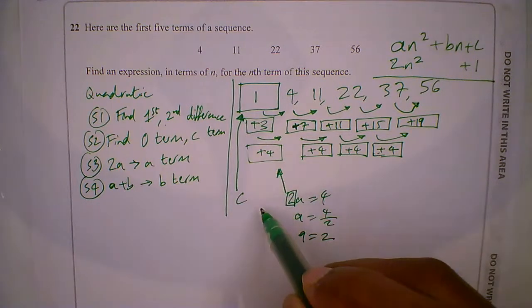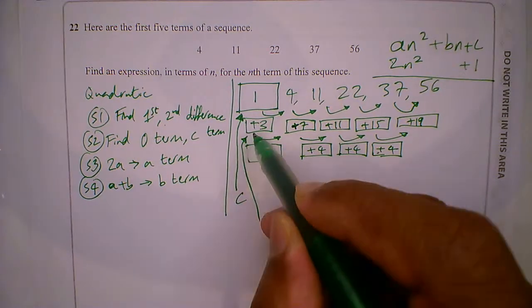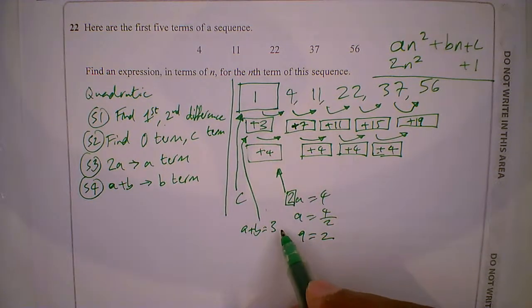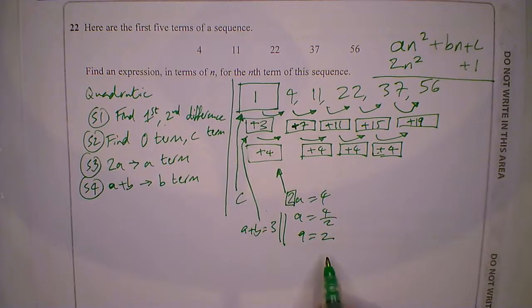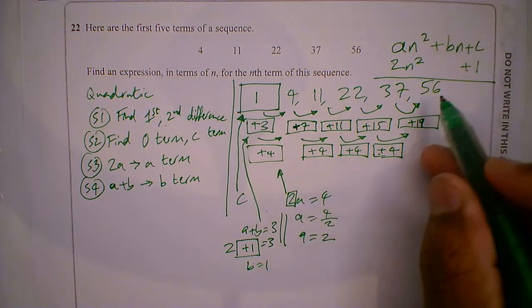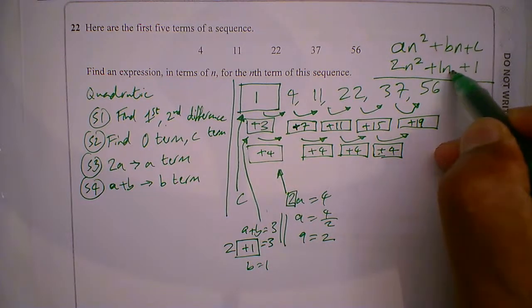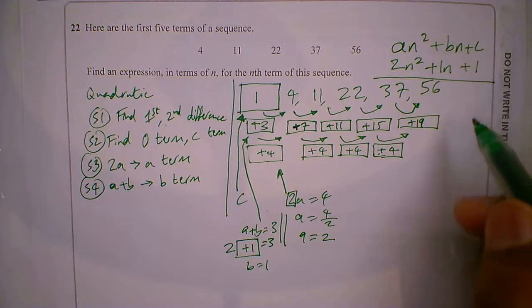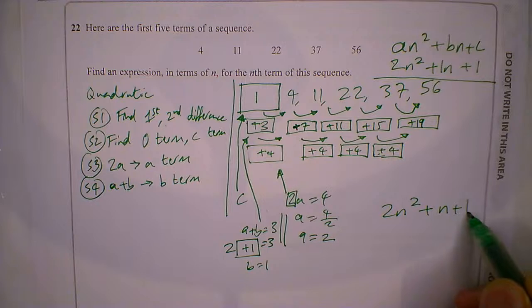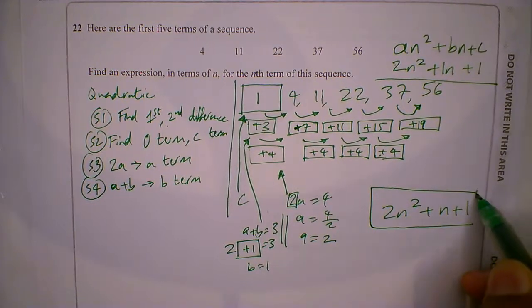Now this one here is my a plus b term. A plus b equals 3. Now I've just worked out a from here. A is 2. 2 plus something equals 3. What must I do to 2 to make it 3? I add 1. So that's my b. So b equals 1. So that goes here, plus 1n. And that is my final answer. 2n squared plus n plus 1. You can write 1n in as well, that's fine.